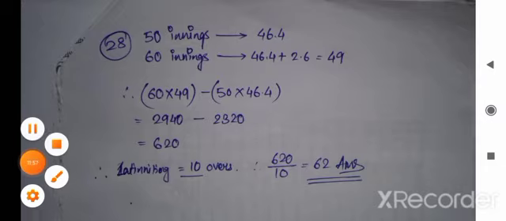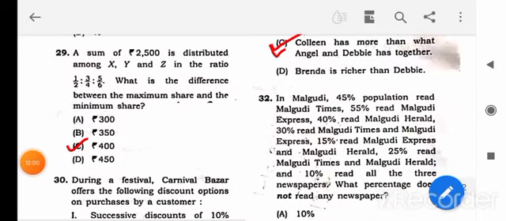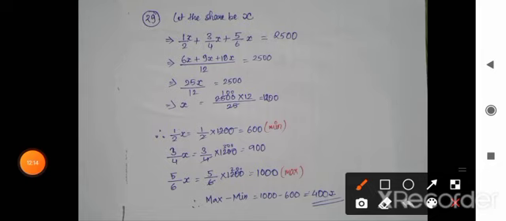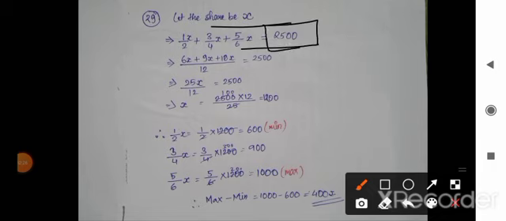Hope I'm clear, and it was quite easy. Again this one: a sum of 2500 is distributed among x, y and z in the given ratio. What is the difference between the maximum share and the minimum share? This question can also be solved like this. Let the share be x. Then we will say 1 by 2 x plus 3 by 4 x plus 5 by 6 x equals the total amount 2500. We will do the sums, and then the value of x will come 1200.